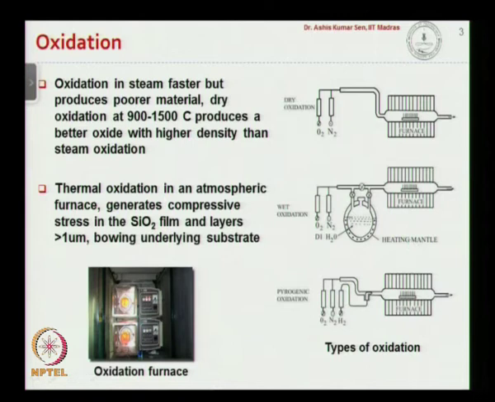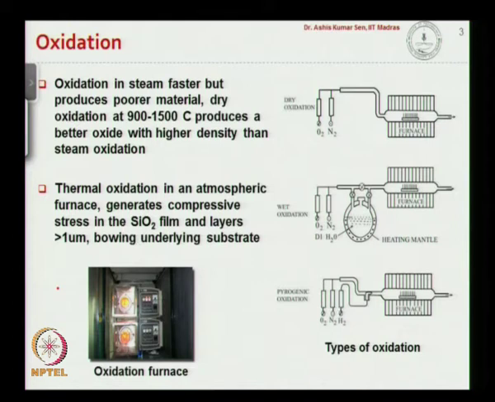So the difference between wet and dry oxidation is that the wet oxidation is much faster, but there is difficulty that the quality of the oxide that we produce is poor. Okay. In dry oxidation, although it takes more time to grow the oxide layer, the quality of the oxide layer is very good, with much higher density as compared to the wet oxidation or steam oxidation. Okay.